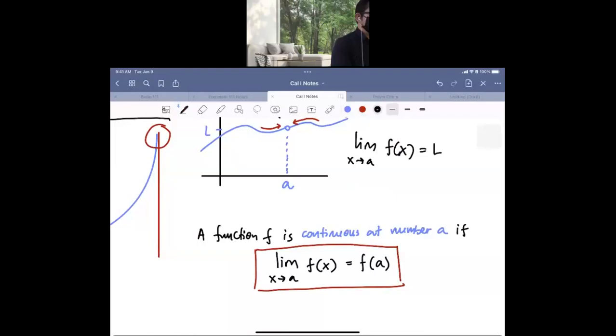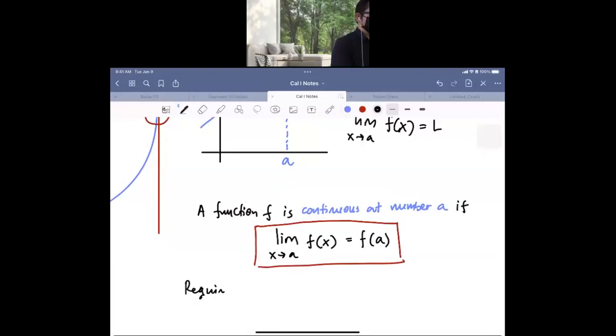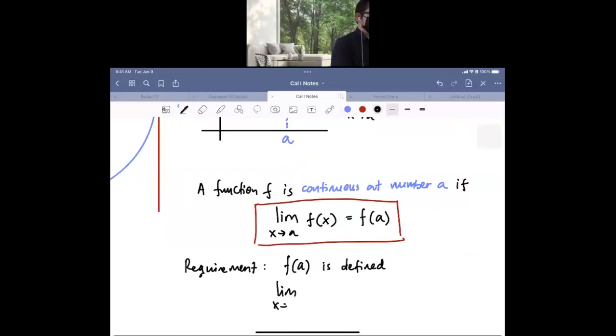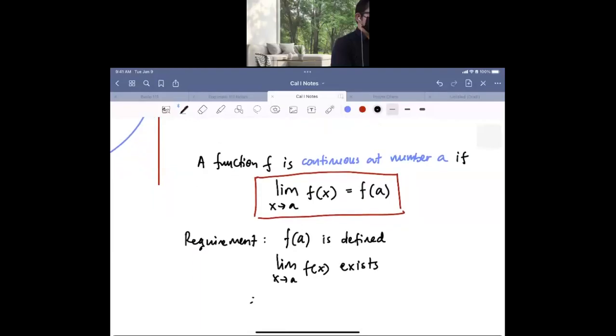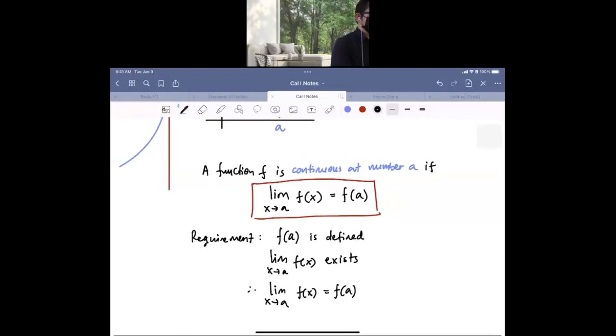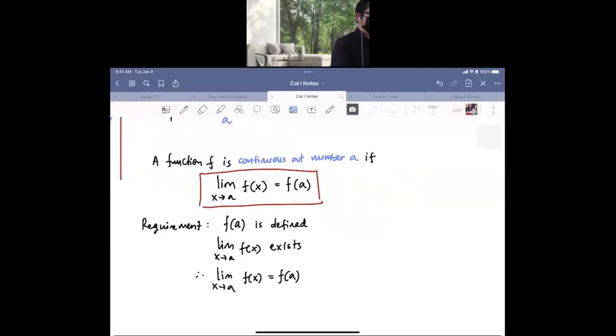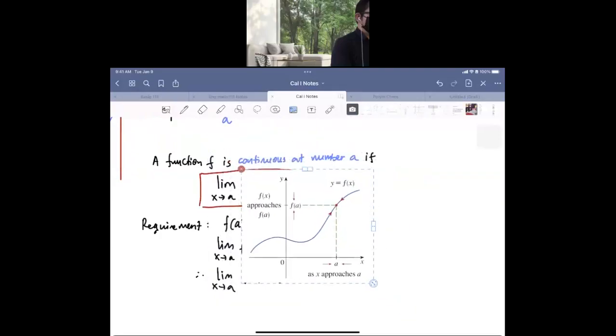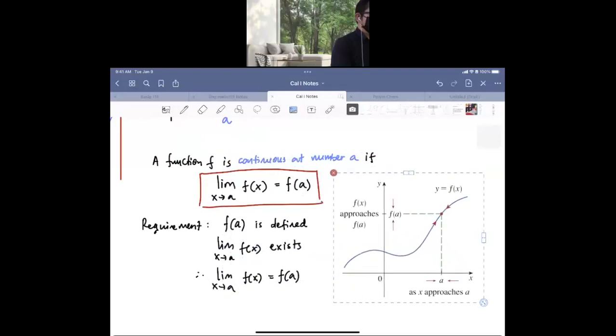First, the function needs to be defined at this point. So the first requirement is that f of a is defined. Of course, the limit should exist. And then you can make sure that the limit is equal to the function value f of a. Maybe let me give you the picture. And that's the continuity.